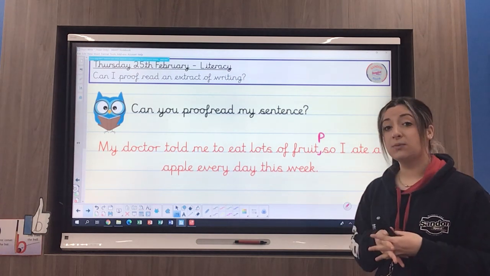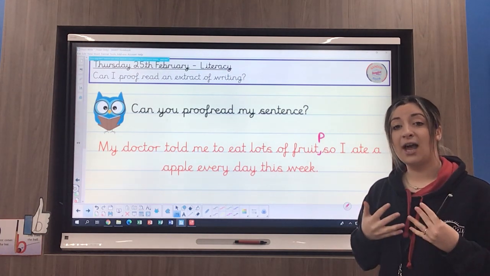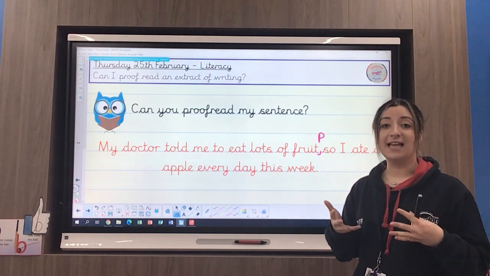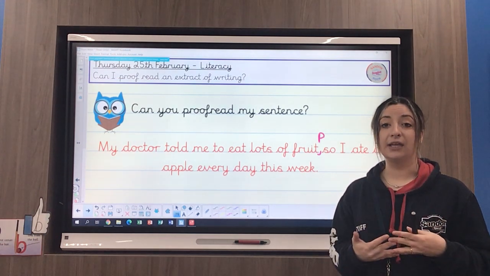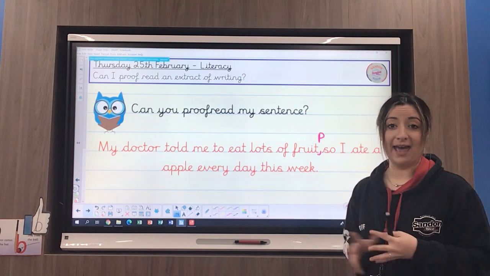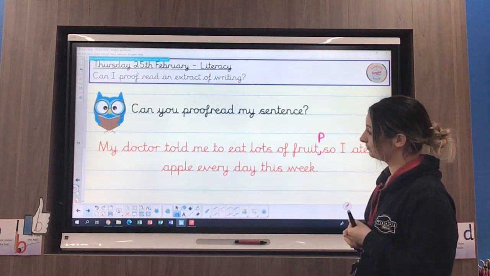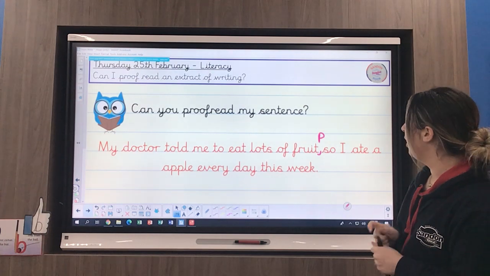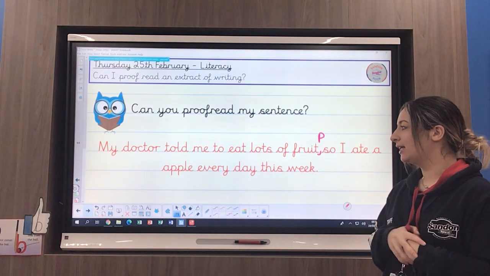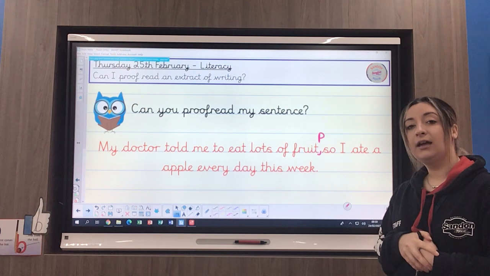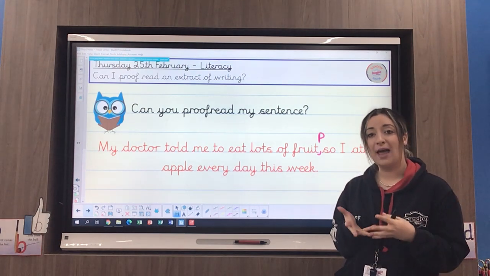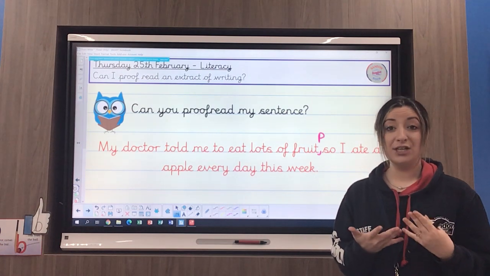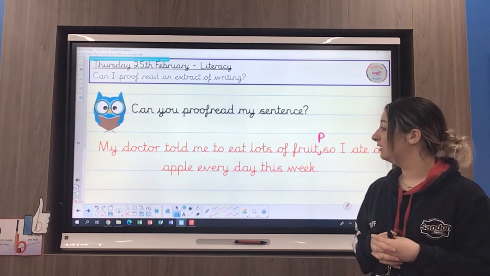I also want us to have a look at grammar. I want us to check for sense. Does all of my sentence make sense? You need to listen very carefully or look very carefully in the sentence. My doctor told me to eat lots of fruit, so I ate an apple every day this week. Can you spot where my mistake is? It's a grammatical mistake. Something doesn't sound right.